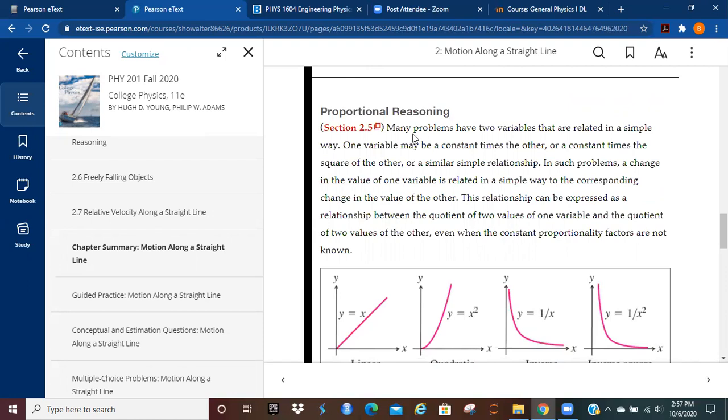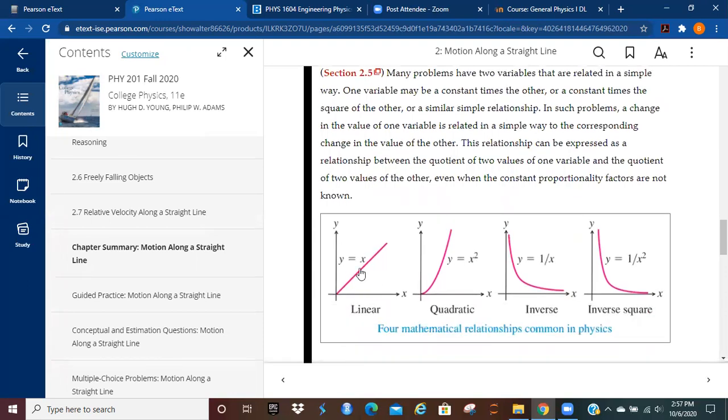Proportional reasoning. Many problems have two variables that are related in a simple way. They might be related linearly, y is equal to x. You could have a quadratic form in which you have y is equal to x squared, where now you have an exponent of 2. They could be inversely related, where y is equal to 1 over x, or they could be inverse square related, y is equal to 1 over x squared.